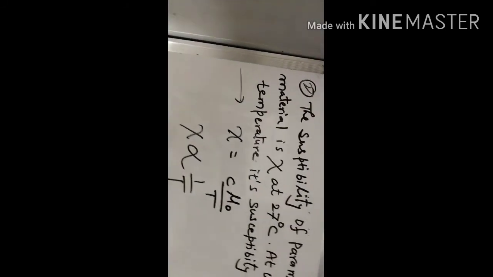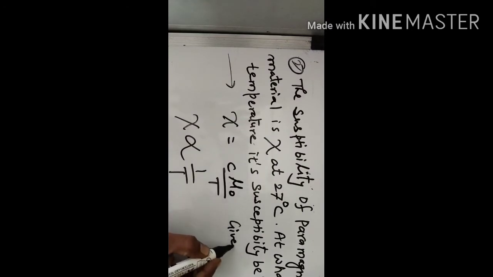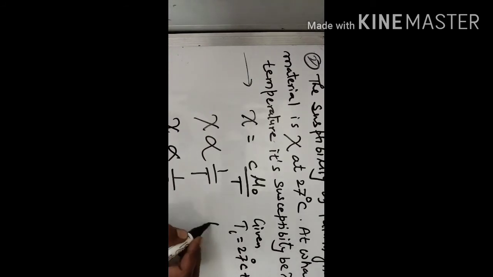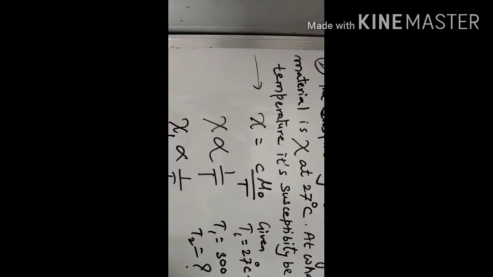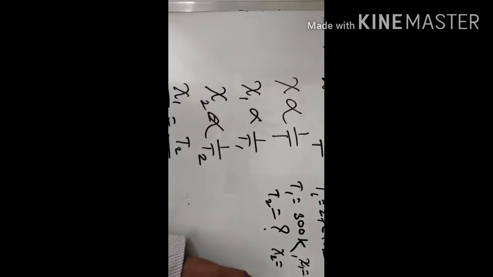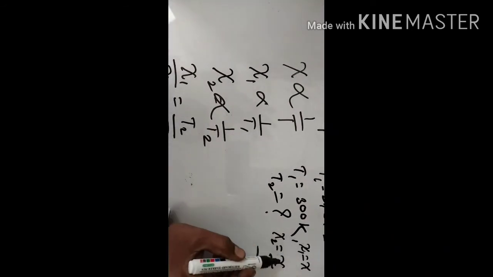So what is our problem? The susceptibility of the paramagnetic material is given at temperature T1, 27 degrees Celsius. Now convert into Kelvin by adding 273. So therefore T1 is 300 Kelvin. T2 we have to calculate. Here chi 1 is chi, and for chi 2 it is chi by 3. Chi 1 is chi, chi 2 is chi by 3.